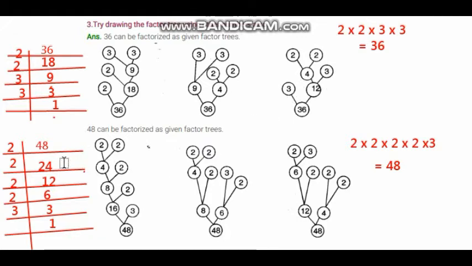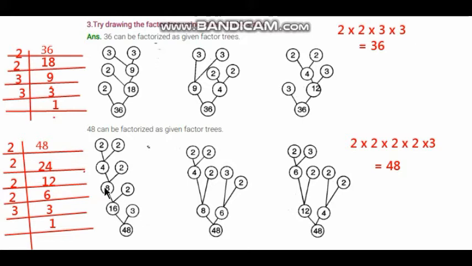And now 48. 48 can be factorized as given in the factor trees. Here we are taking 3 2s are 6, 2 6s are 12. Here we are taking 2 2s are 4, 2 4s are 8, 2 8s are 16. First this 2 multiplied by 2 into 2 into 2 into 2, four times, and into 3. So 16 3s are 48. This 3 is a prime factor, so no need to split here.